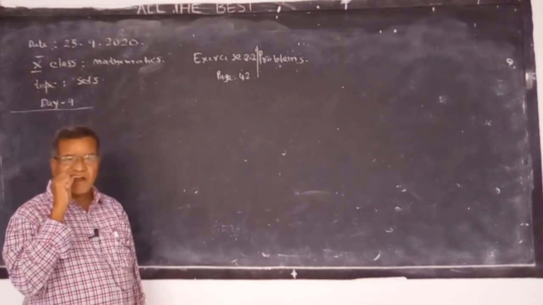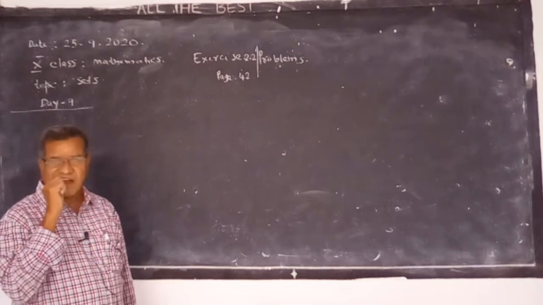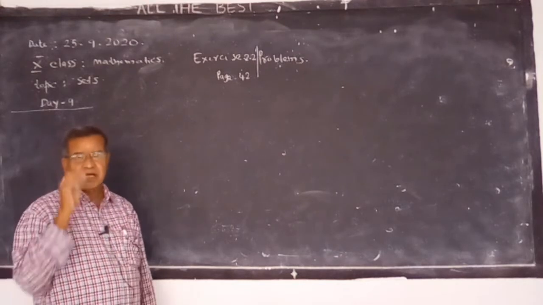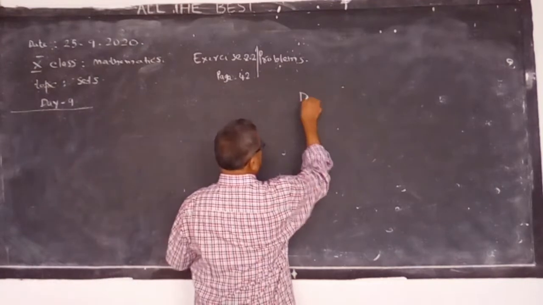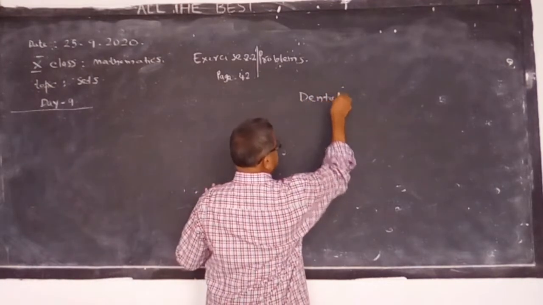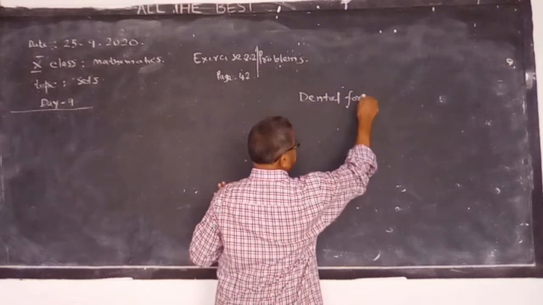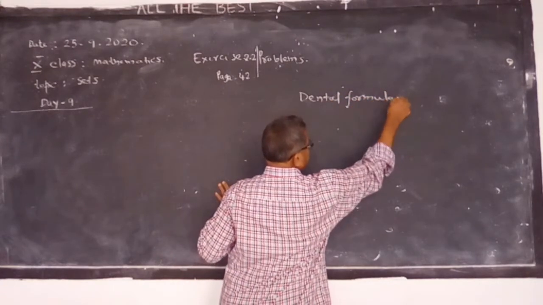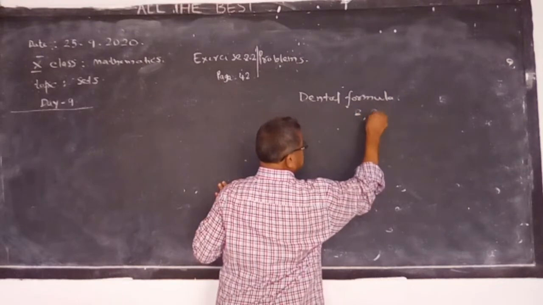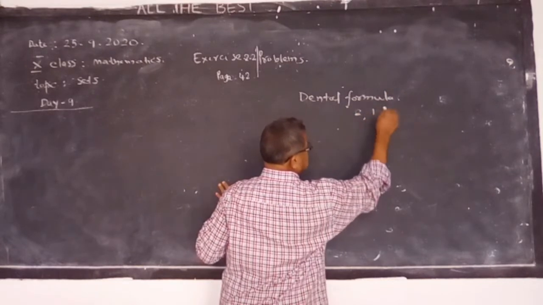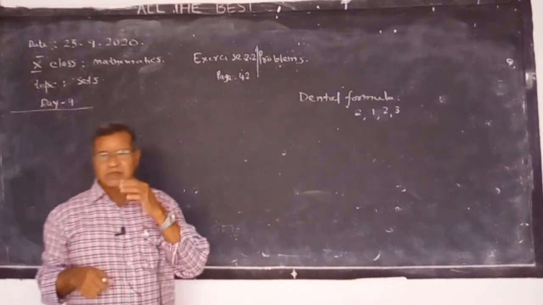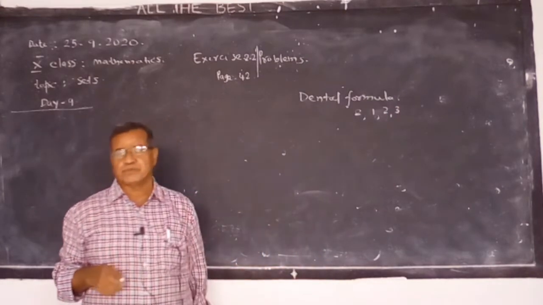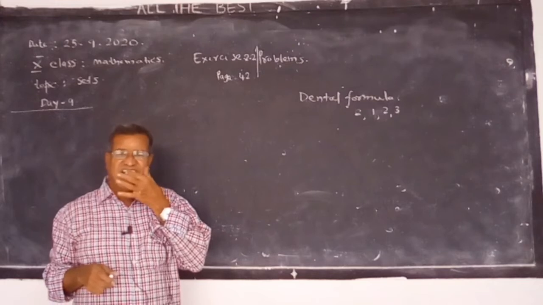And we have a dental formula. Every human being has the same pattern. We say that is the dental formula: 2, 1, 2, 2, 1, 2, 3. So everyone has this pattern. This is the common property.